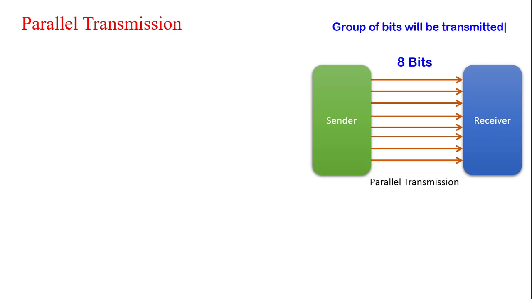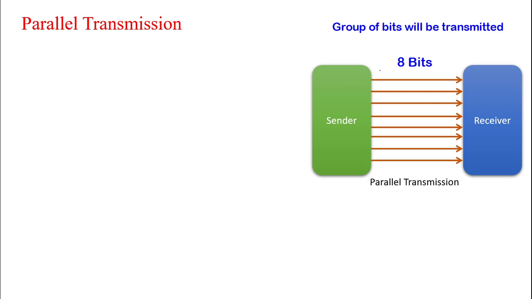A group of bits will be transmitted at a time. But in case of serial communication, bit by bit will be transmitted. In case of parallel communication, the group of bits will be transmitted immediately. So if you consider 8 bits, the sender will transmit 8 bits at a time to the receiver.